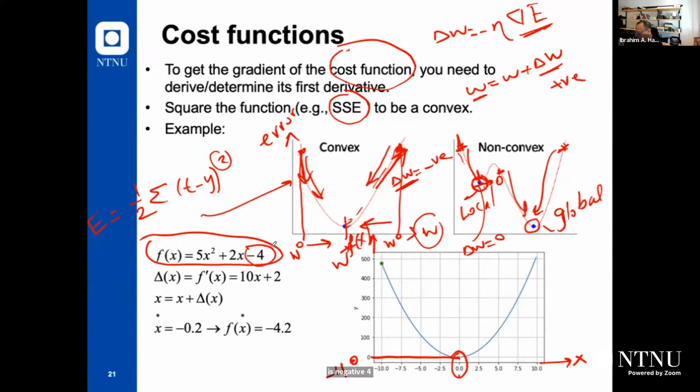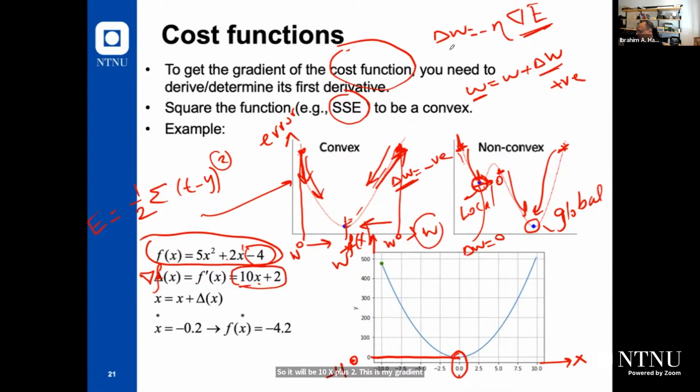So how can we solve it using gradient descent? As I told you, we need to find the gradient of the function. So this one is wrong, in fact. This one should be like this. So the gradient of f, it will be f dash, which means the first derivative of this function. So it will be 2 times 5, which is 10x, plus 1 times 2, so it will be 2. So it will be 10x plus 2. This is my gradient.